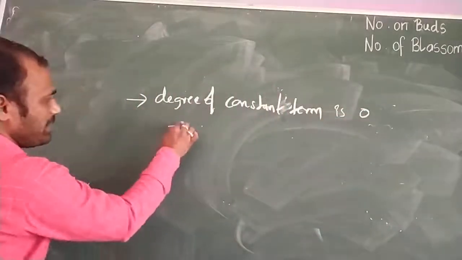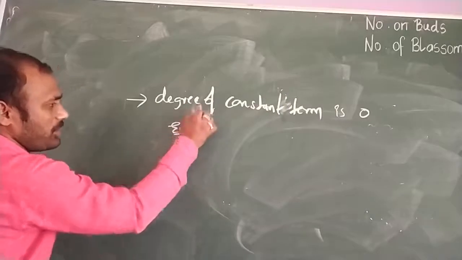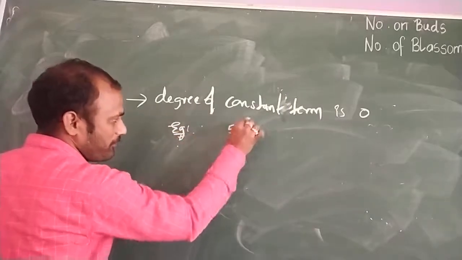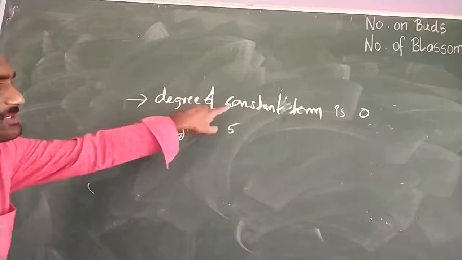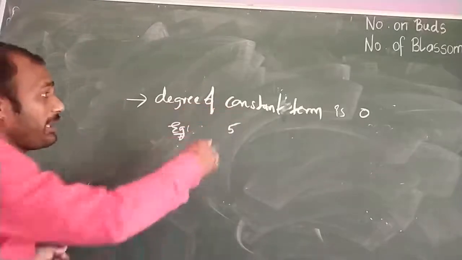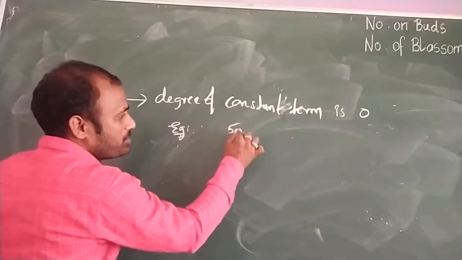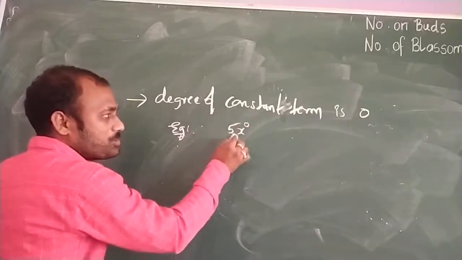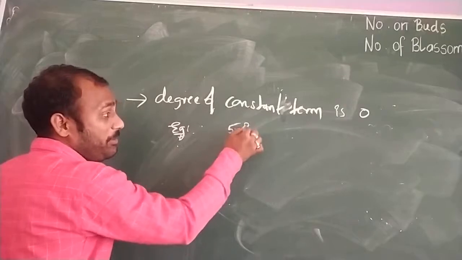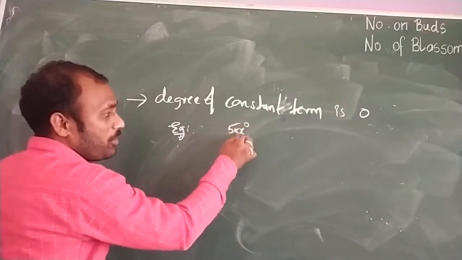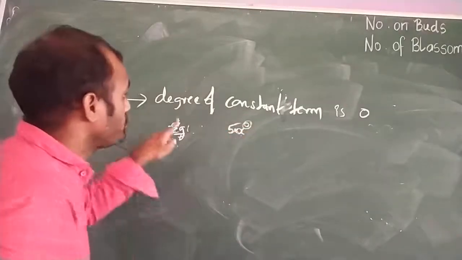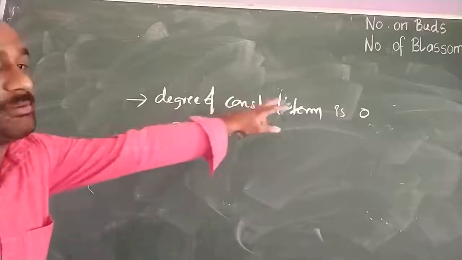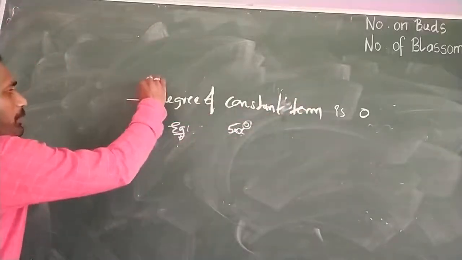Why? For example, if I take a constant term 5, a constant term is nothing but a number. If I want to say what the degree of this number is, I can write 5 as 5 into x to the power of 0. Anything to the power of 0 can be treated as 1. So here the degree is 0. So I can say that the degree of the constant term is always 0. It is one of the important points.